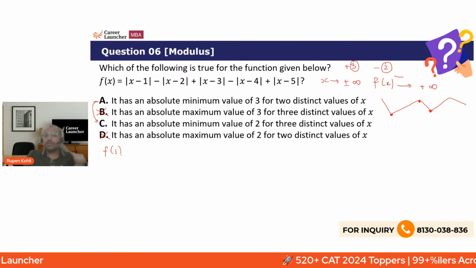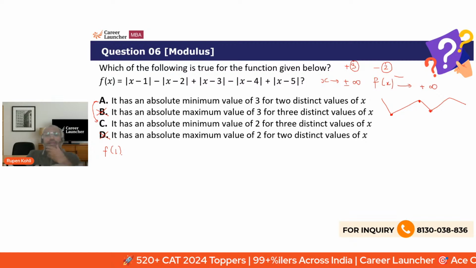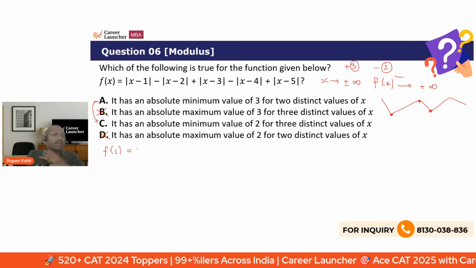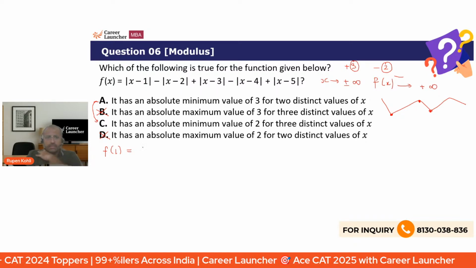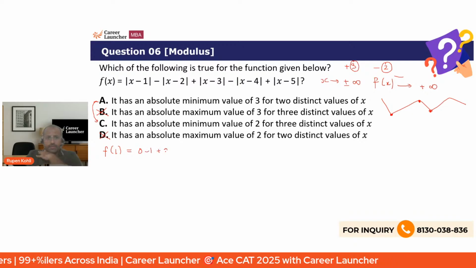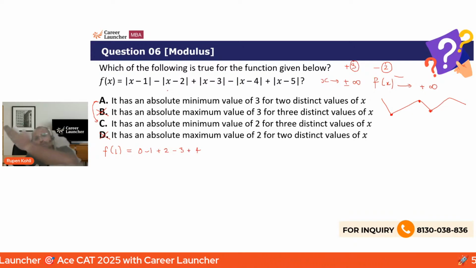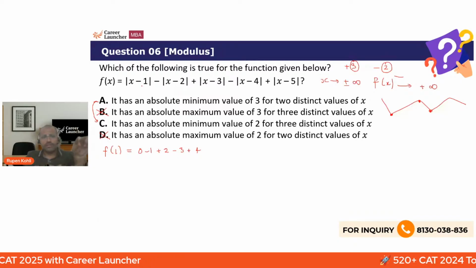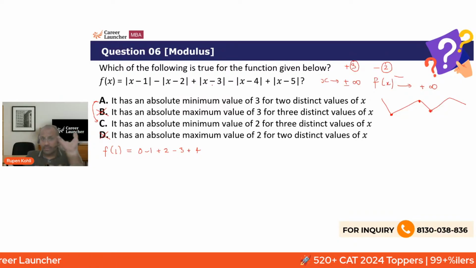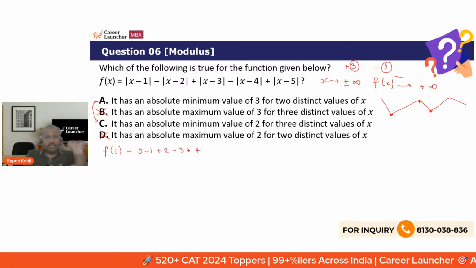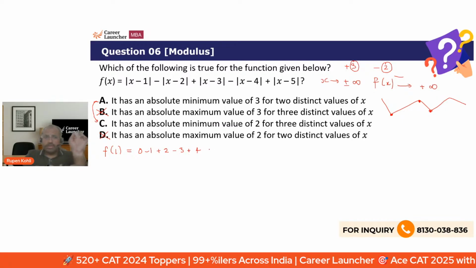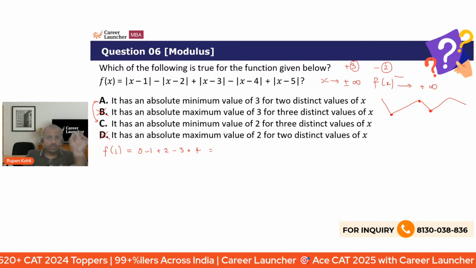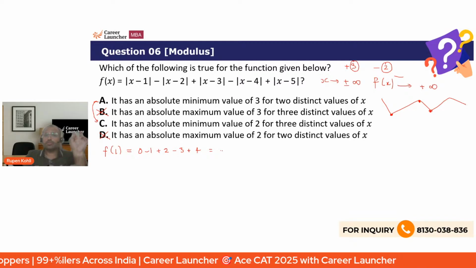That will resolve the debate about what the minimum values are and how many times we get them. So quickly calculate this. What is f1? 0, minus 1, plus 2, minus 3, plus 4, because the values will only keep on increasing as we put 1. So 0 and then 1 in the mod with sign, and then minus plus, right? So 0 minus 1 plus 2 minus 3 plus 4 equals, this is what, 6 minus 4, plus 2.